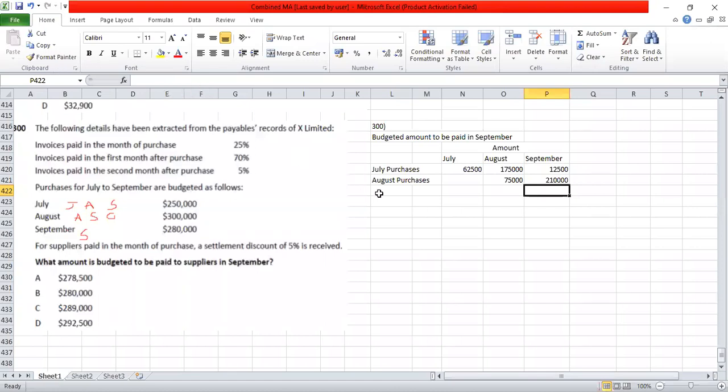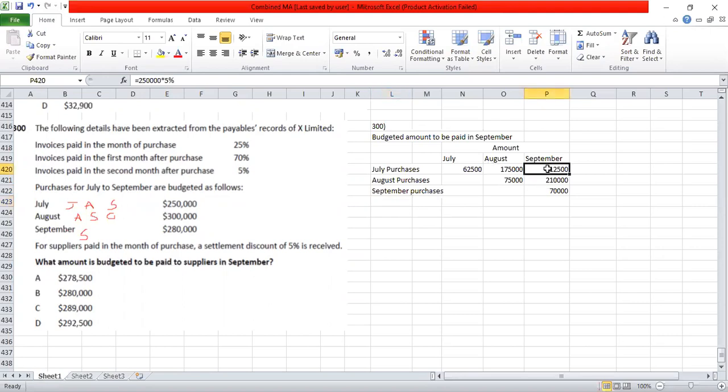Okay. Then comes September purchases. September purchases amount is 280,000. So 280,000 into 25%. So this is how it works out, for as many months as are given. Of course, they are not asking us to find out the total payments during July, August, September, but just to help you understand how the payments or the receipts part of it works out, it looks like this.